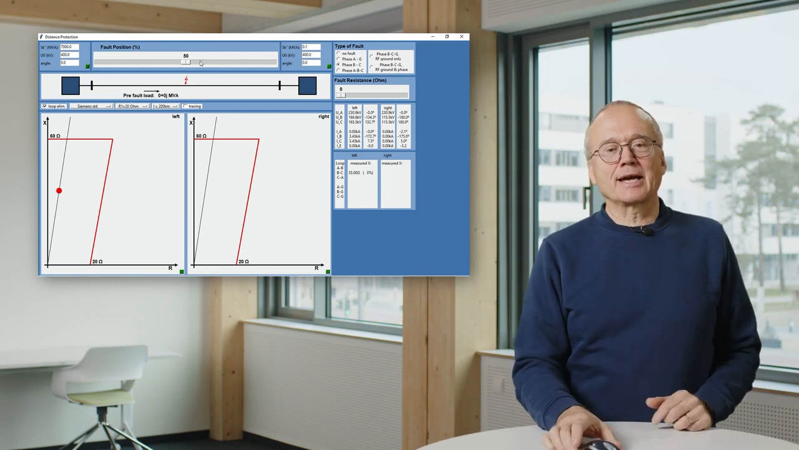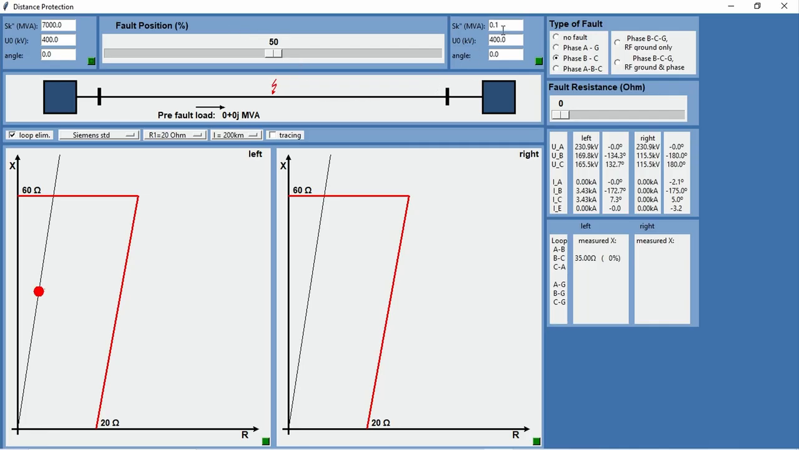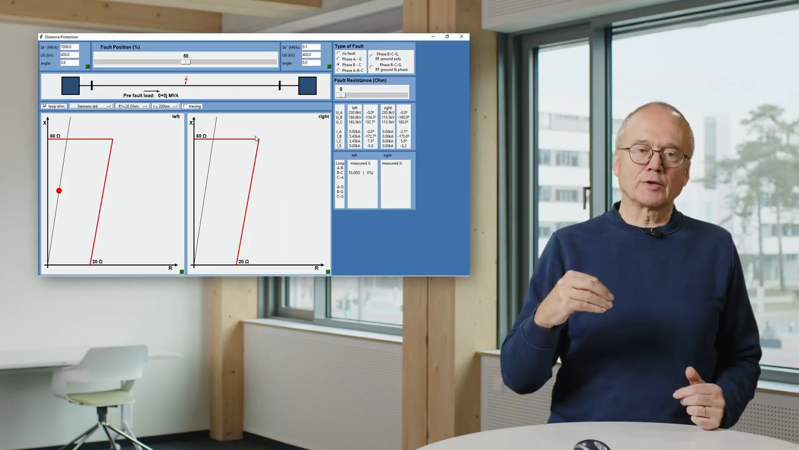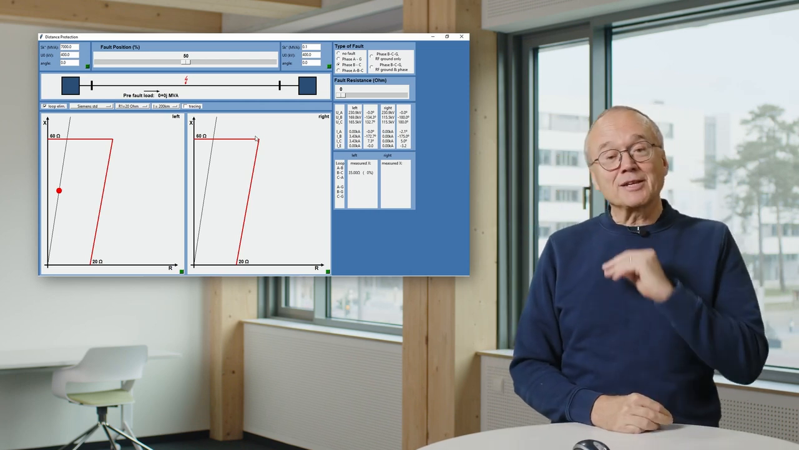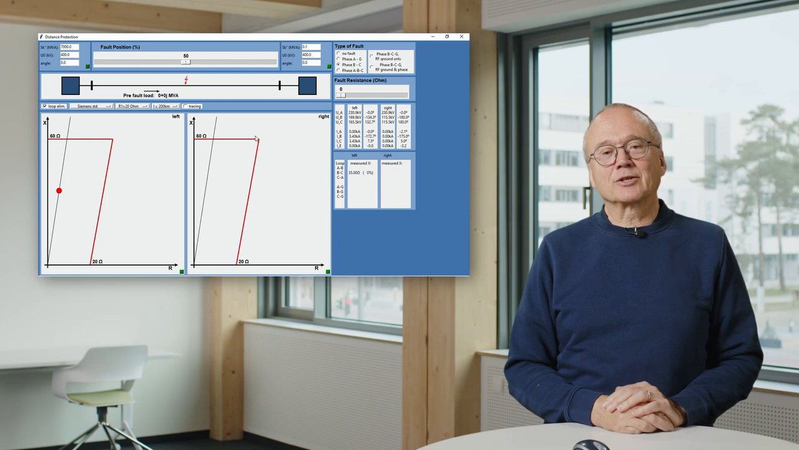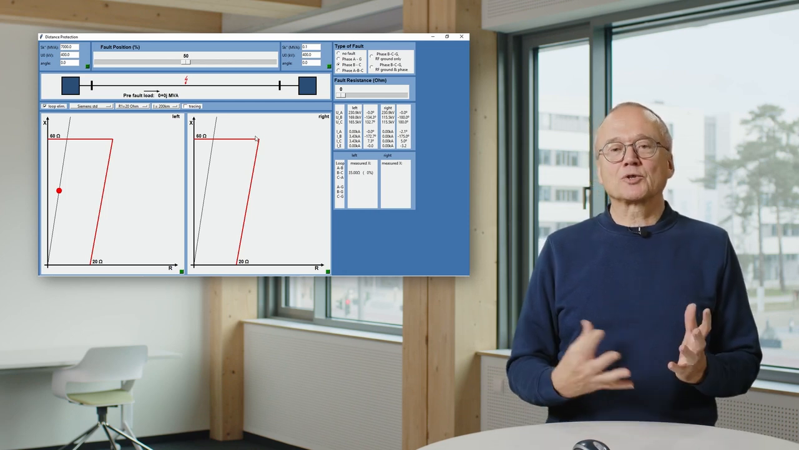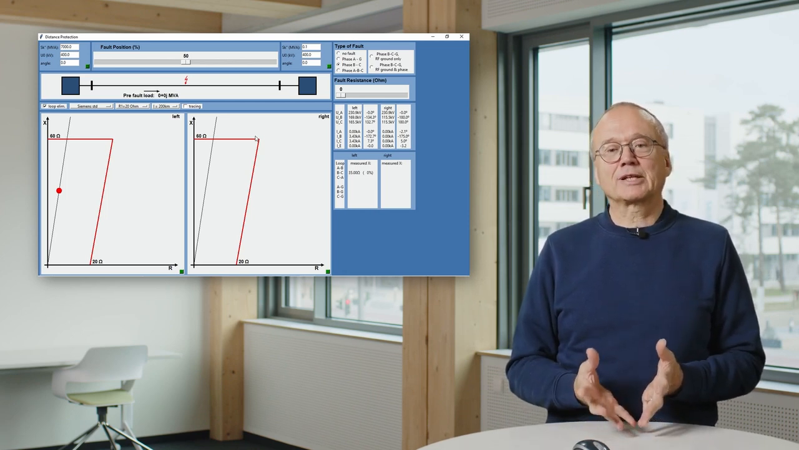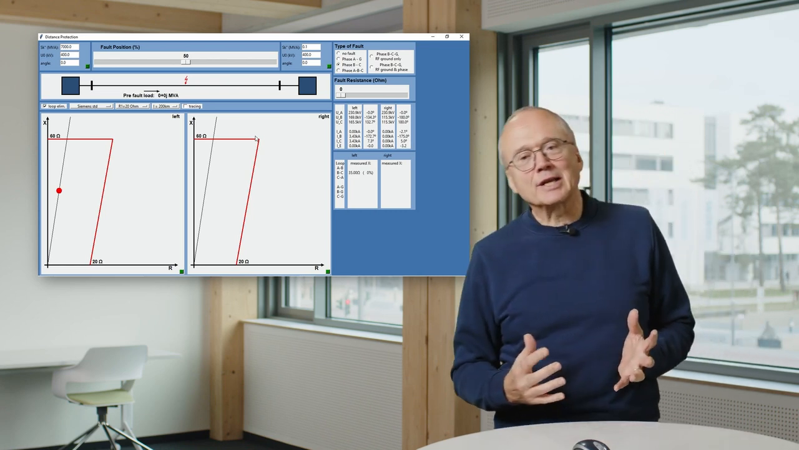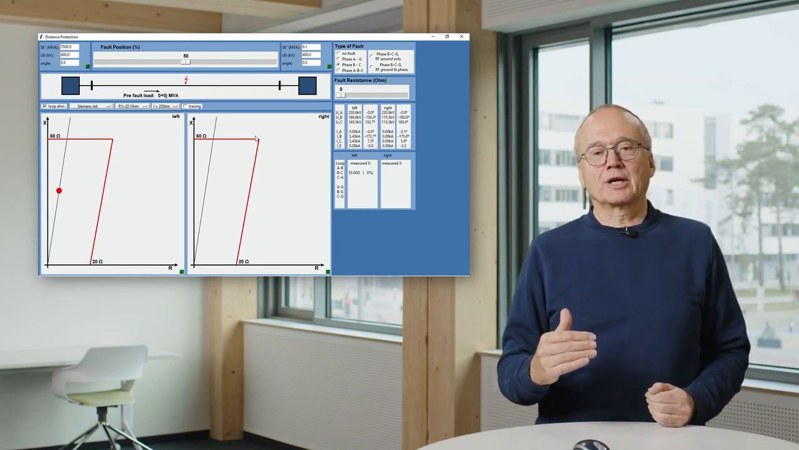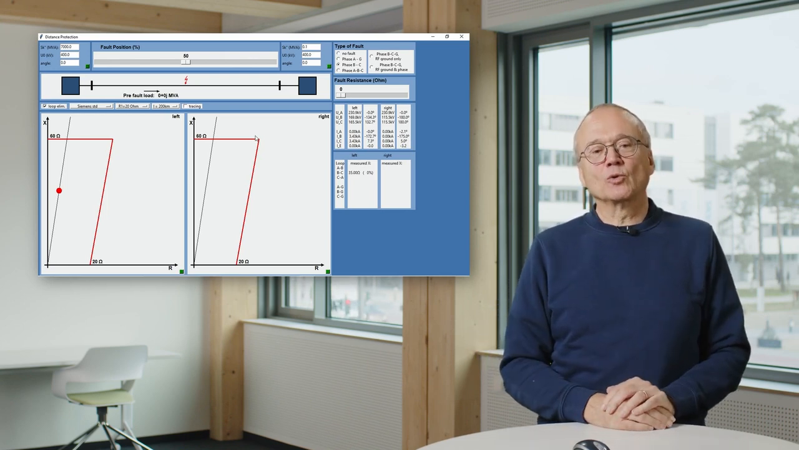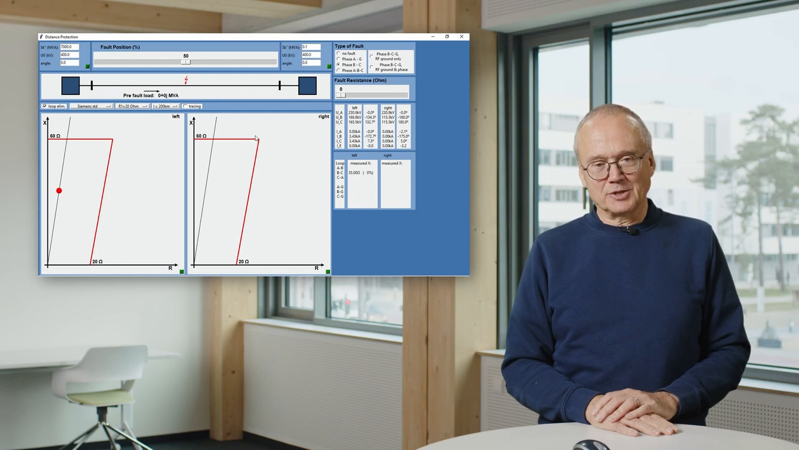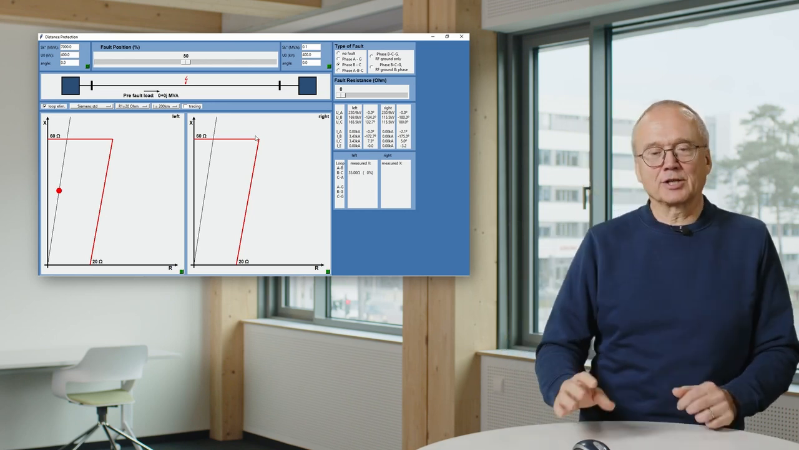In this case, I have set the infeed from the right side to nearly 0. That means we have no short circuit current coming from the right side. And that is why the red dot on the right relay side is missing, because if the relay doesn't see current, it cannot do the measurement. Every distance relay needs a certain minimum short circuit current to do the measurement. Again, that is a setting value which normally has a reasonable preset, so you don't have to change it.